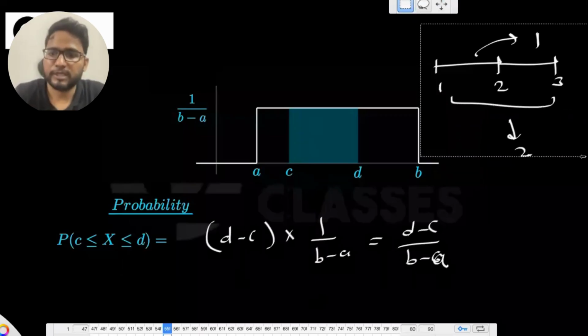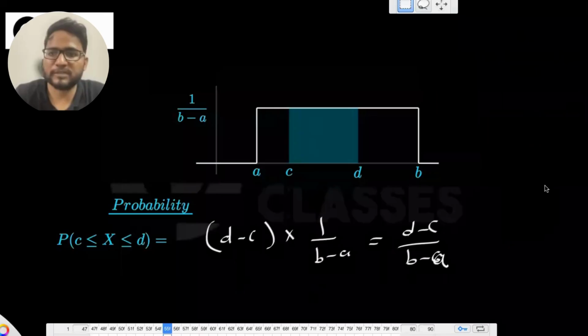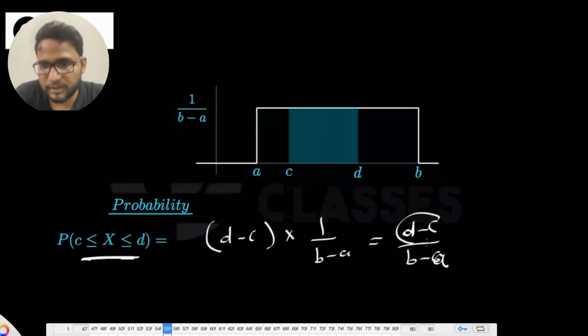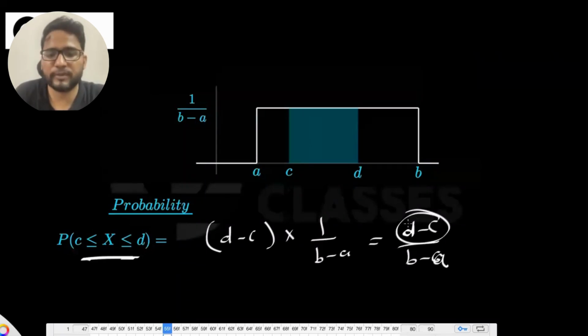So it is D minus C only. It will not be plus 1 because the length of the interval is different from the number of points. We are not calculating the number of points here, we are calculating just the length. So the probability of this interval depends on the length D minus C. It does not matter where C and D are located. If C is 3 and D is 6, then this will be 3. If C is 3 and D is 7, then this will be 4.